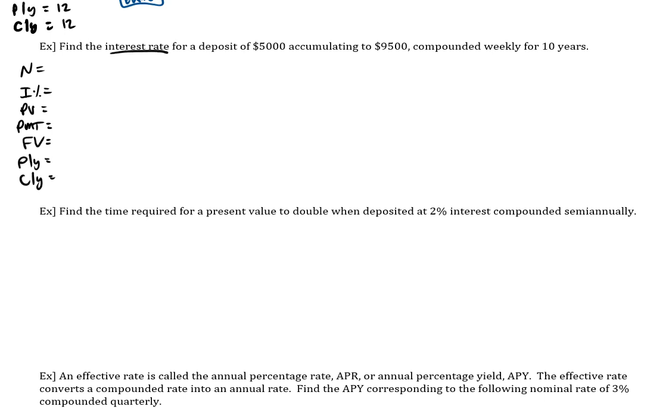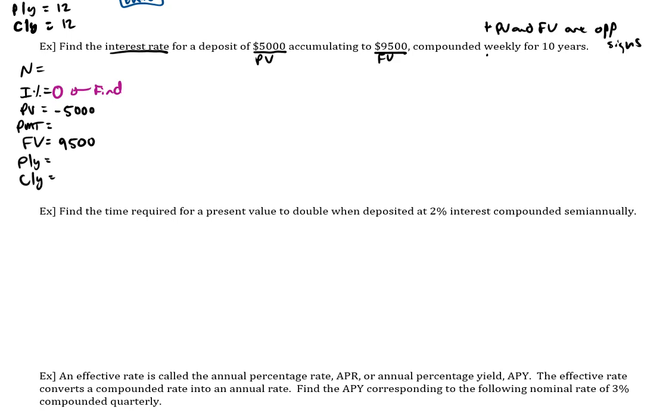It says find the interest rate, so now they're asking us to find that. For a deposit of $5,000 accumulating to $9,500, this is a present value, and this would be a future value. On present values and future values, we usually do present values as negative and future values as positive. They need to be opposite signs, and we'll show what happens if you don't use opposite signs. The calculator will say an error of some kind. So make these opposite. We can add that note: PV and FV are opposite signs. And again, usually present value is the negative for programming purposes.